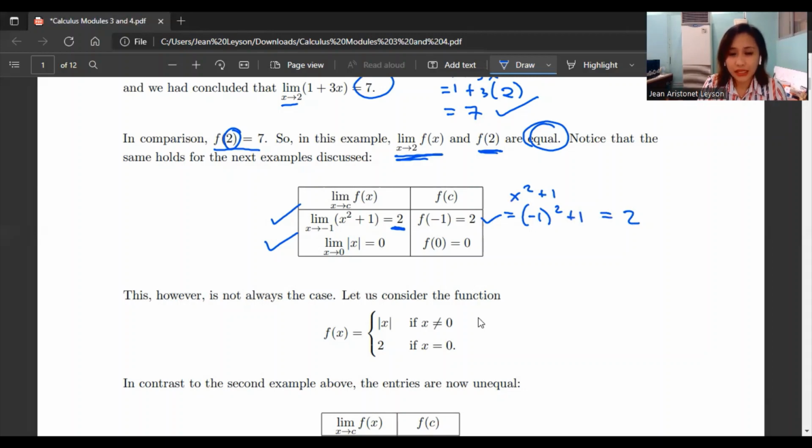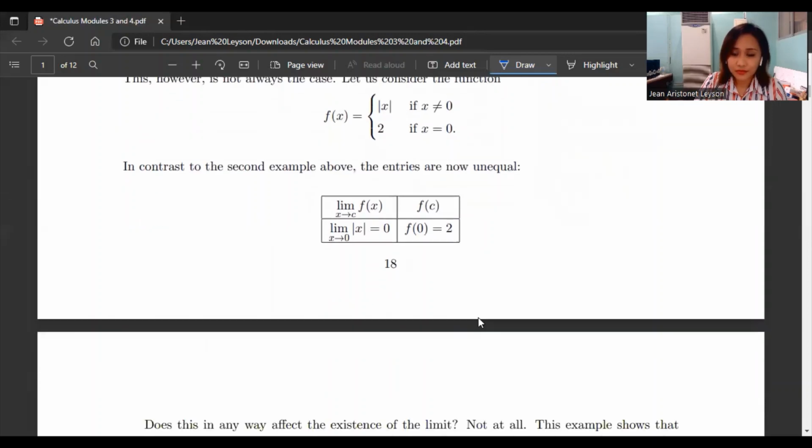For the second one, the limit of the absolute value of x as x approaches 0 is 0. Again, you can use a table of values for that. Here, simply substitute: the absolute value of 0 is 0. So those are cases wherein the limit of the function and the value of the function at C are equal.